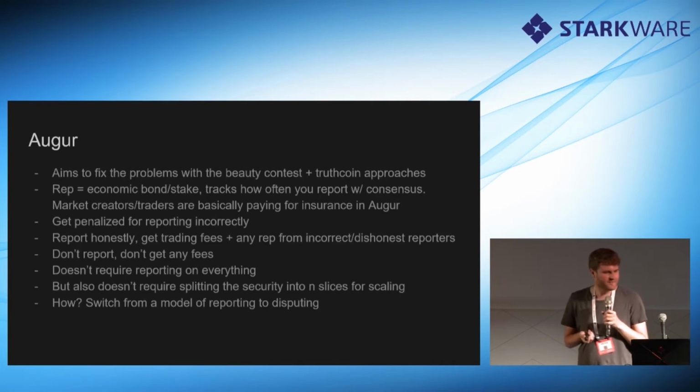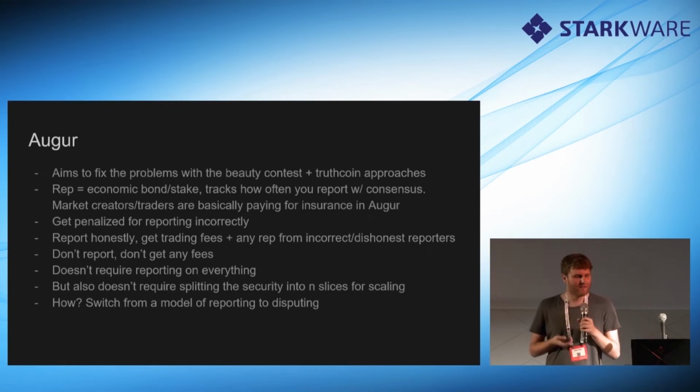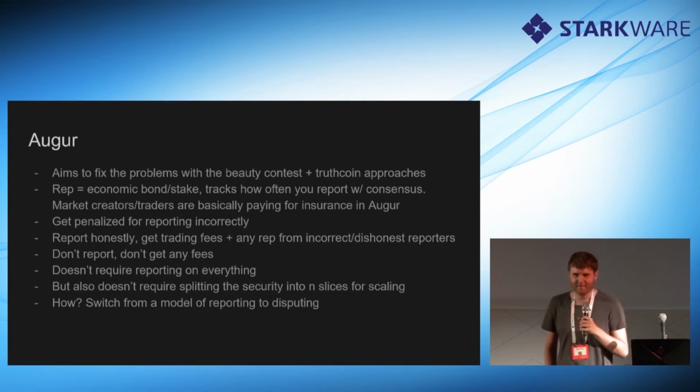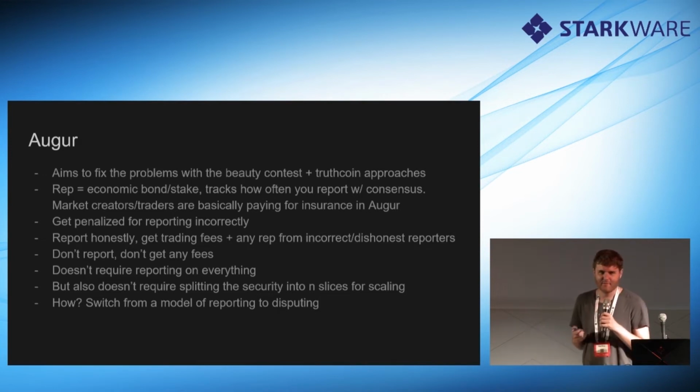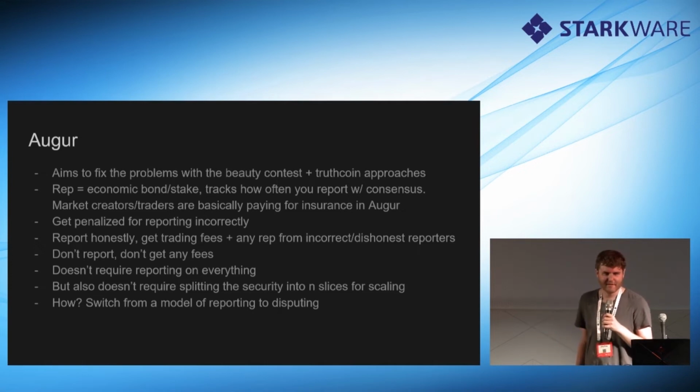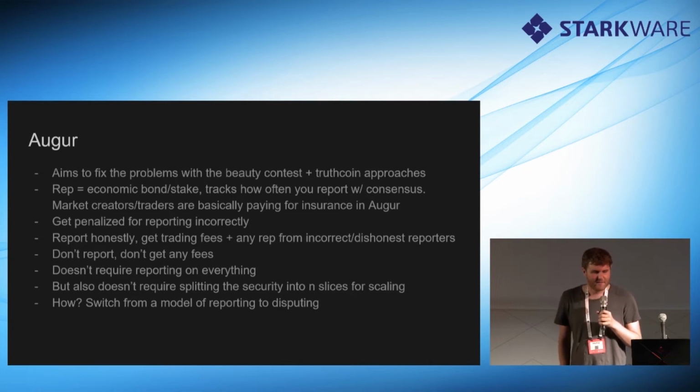Augur tries to fix problems with the beauty contest approach by basically having an economic bond called rep, where you're posting that as collateral, and traders and market creators in Augur are basically paying for insurance that the markets will resolve correctly. And if you're a reporter, the idea is you get penalized for reporting inaccurately. So if you report honestly, you get trading fees and any rep from dishonest or inaccurate reporters. If you don't report, you don't get any fees. One of the main innovations of Augur is it doesn't require splitting security into n slices like Truthcoin.